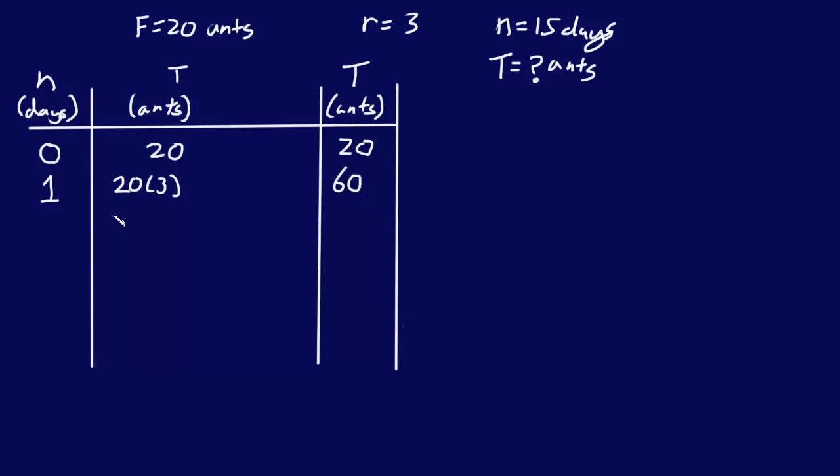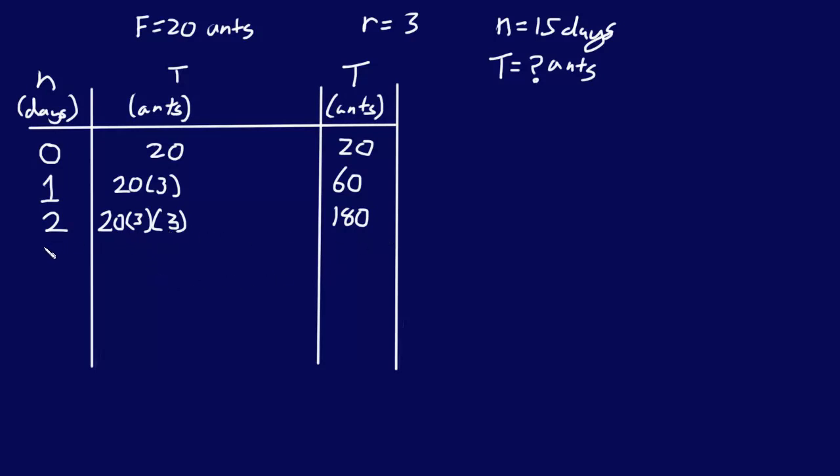60. So easy enough. Then we go to the second day, and what's that going to be? Well, we have 60 ants, and we want to multiply that times 3, and that's going to be 180 ants. But we can look at it a slightly different way. 60 is the same thing as 20 times 3. So I can replace this 60, and instead of writing 60 there, we're going to write 20 times 3, which is the same thing. So 20 times 3 is 60, times 3, that's 180.